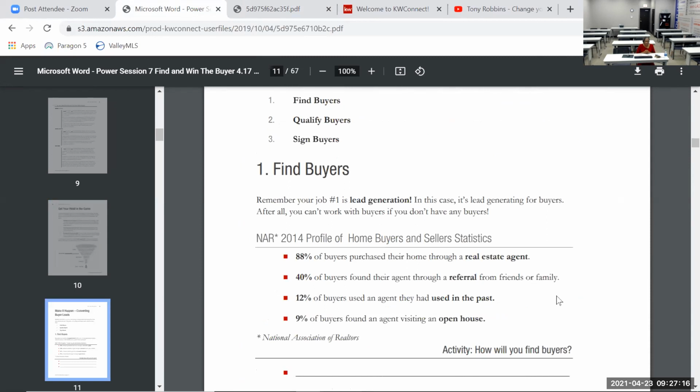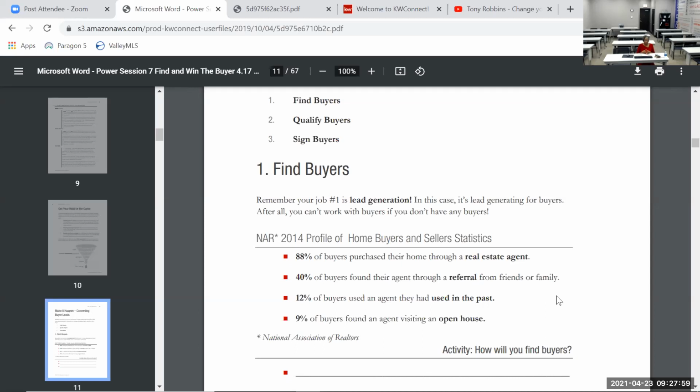The NAR report states that 88% of buyers purchase their home through a real estate agent. 88% of all buyers purchase their home through a real estate agent. 40% of buyers found their agent through a referral from a friend or family. So if your friends and your family don't know that you're a real estate agent, you're not going to get the referrals. So please make sure that you're communicating with everyone that you know that you are in the real estate business. Even if it's just a regular conversation that doesn't have anything to do with real estate, before you leave, hand them one of your business cards, and make sure that you're letting everybody know that you are in the real estate business.